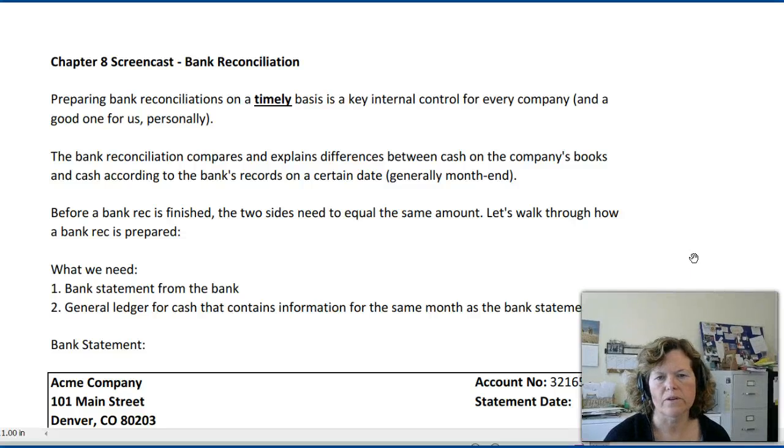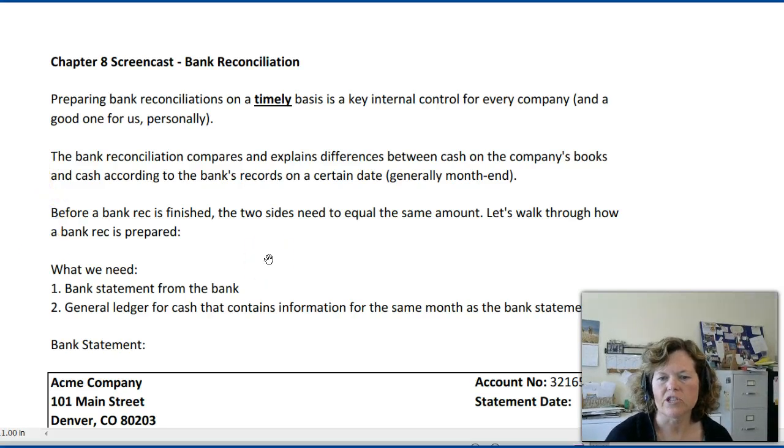For this screencast, we're going to cover the bank reconciliation. Preparing bank reconciliations on a timely basis is a key internal control for every company, also a good idea for us personally on our own personal bank accounts. The bank reconciliation compares and explains differences between cash on the company's books and cash according to the bank's records on a certain date. Generally, for a business, you'll see this as of the end of a month.